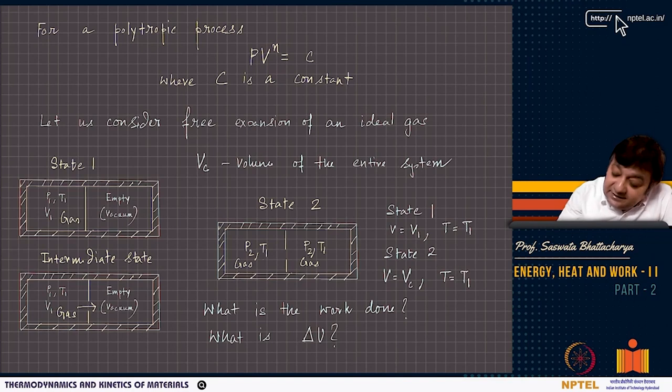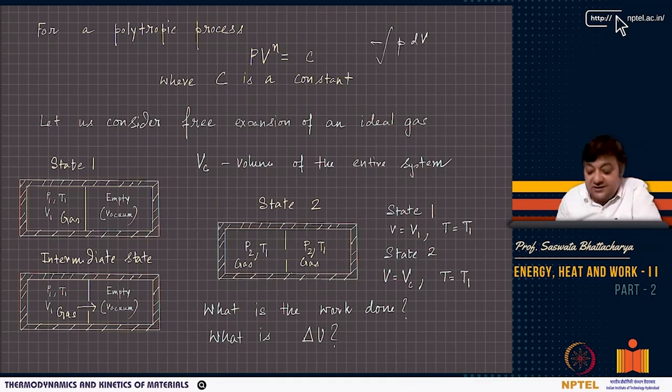Again, you have to do this integral of minus P dV, and you can use this relation, like P is constant by V^n, and then you can try to do that.